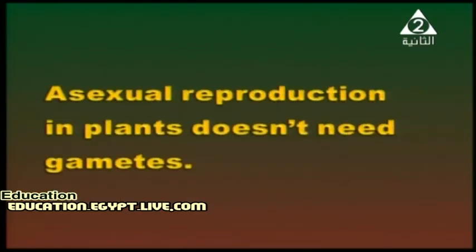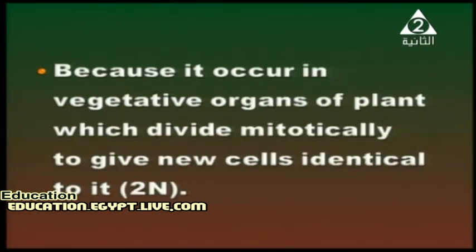Asexual reproduction in plants doesn't need gametes because it occurs in the vegetative organs of the plant. What are the plant vegetative organs? They are the stem, the leaves, and the roots, which divide mitotically to give new cells identical to the parent cell with the complete number of chromosomes, 2n.